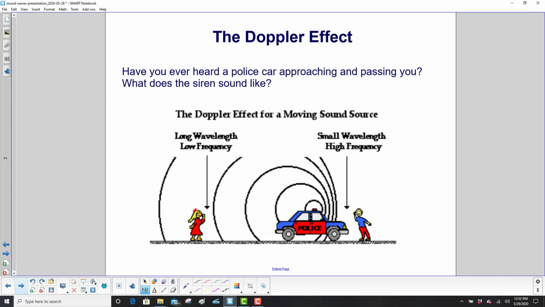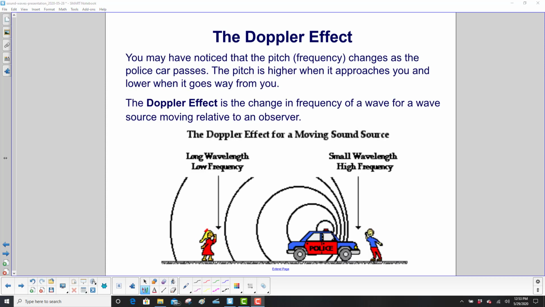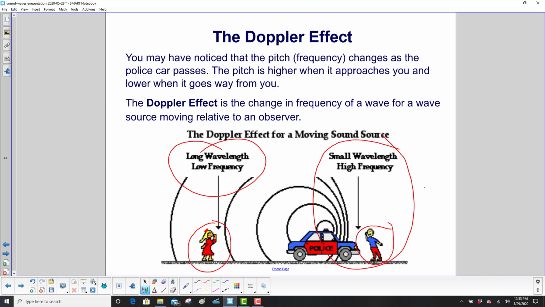So here's one person. The police car is going towards this person, and it's going away from this person. Perhaps you notice that the pitch or the frequency changes as the police car passes. It is higher when it approaches you, and it is lower when it's going away from you. So this kid here hears a lower frequency. This kid hears a higher frequency.